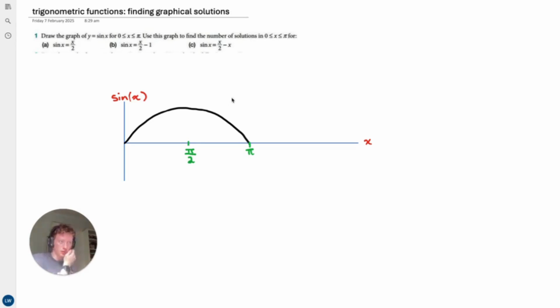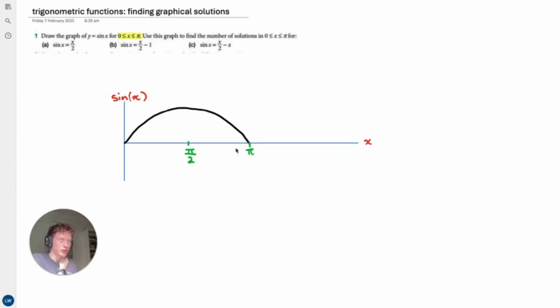So I've just gone ahead and drawn our sine curve for the domain we're interested in, which is between 0 and pi inclusive. What that means for sine is that it's going to start at 0, peak at 90 degrees or pi on 2 radians, then go back to 0, but we're not going to get any negative solutions. So what we're looking at is only a half period here.